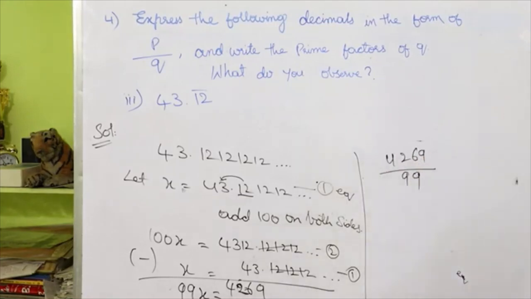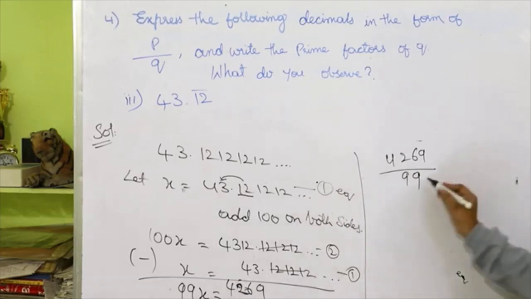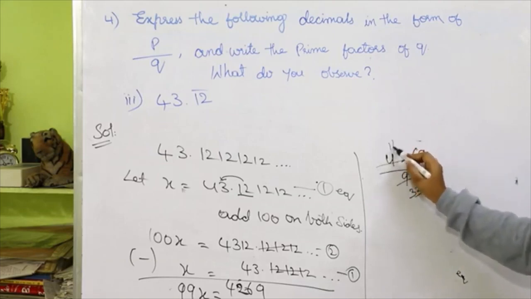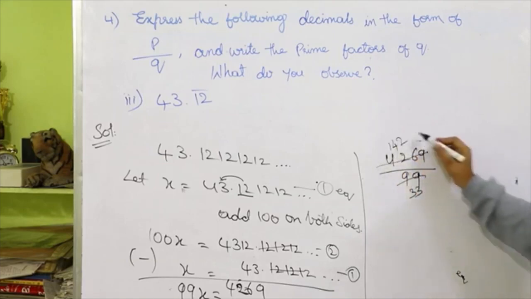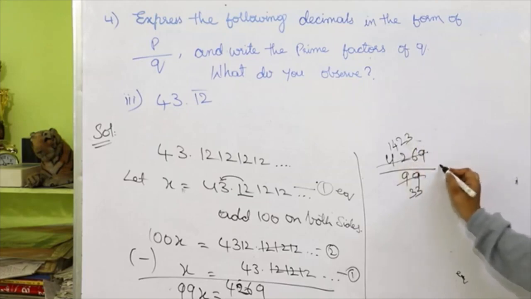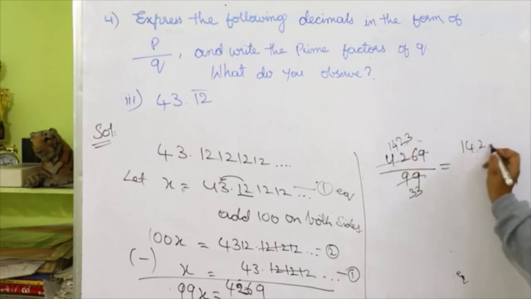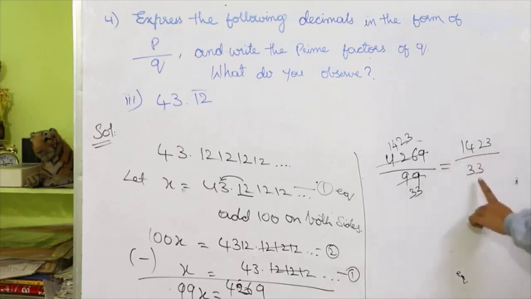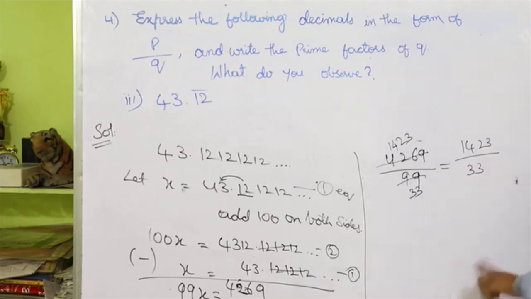You go for 3 table. Okay, 3 table. In 99 you have 3 3s are 9, 3 3s are 9 over here. Okay, and again 3 1s are 3, 3 4s are 12, 3 2s are 6, 3 3s are 9. I got 1 4 2 3. Okay, 1 4 2 3 by 33 will be the answer. Now guys, here I got 33, but 33 can be written as 11 into 3. 33 can be written as 11 into 3, so 1 4 2 3 by 11 into 3.